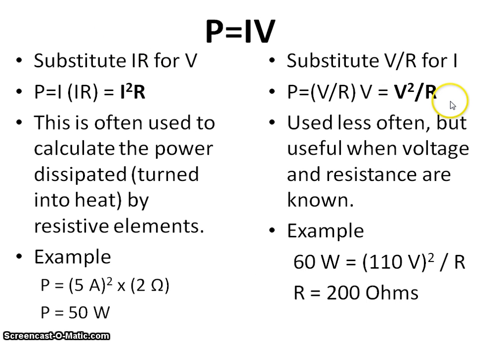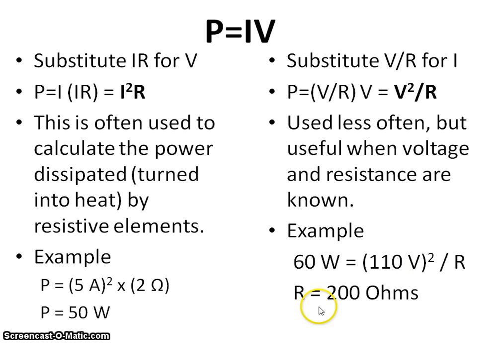And another version of Watt's law can be obtained by substituting V divided by R for current. And hopefully you can see that V divided by R also comes from Ohm's law, except now we're substituting for the first part of I times V. When you substitute in, you end up with the formula that power is equal to V squared divided by resistance. This formula, I will say, is used less often in physics, but it is useful when voltage and resistance are known. As an example, oftentimes it's useful to calculate the resistance of an object if you know the power that it uses and the voltage that it operates at.